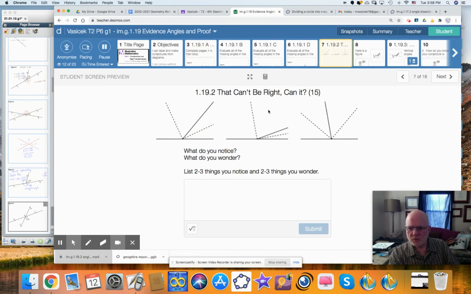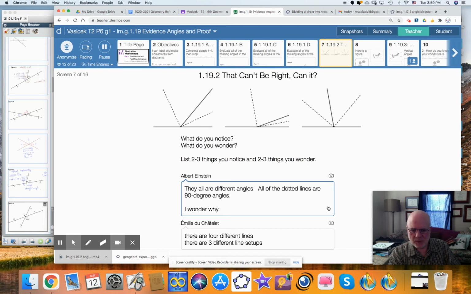So going on with our lesson, what do you notice? Wait a minute. What do you notice and what do you wonder? It can't be right, can it? Here are some comments from students. I'm going to anonymize them, and I will show you what some of them wrote. Some of them said, they're all different angles. All the dotted lines are 90-degree angles.